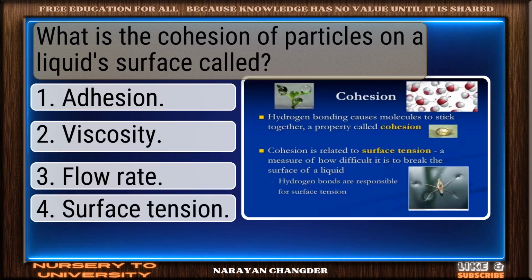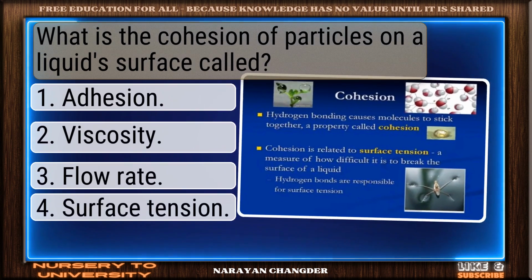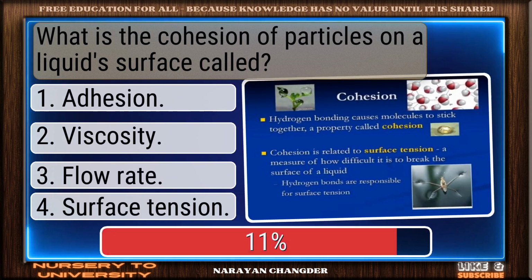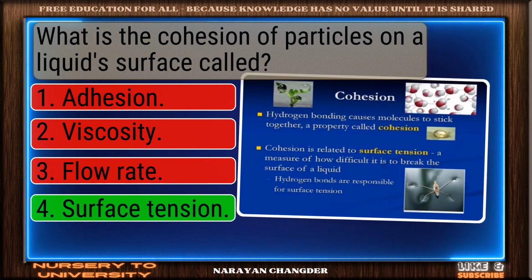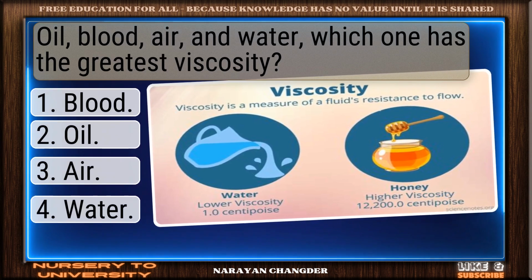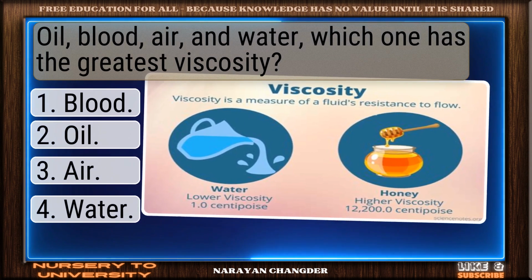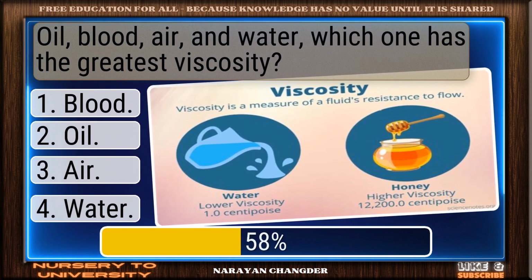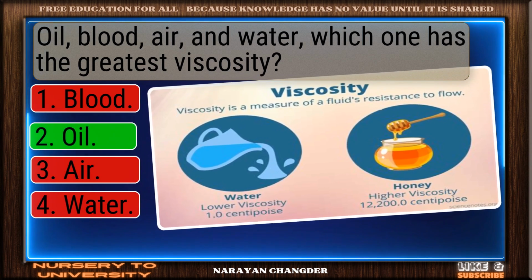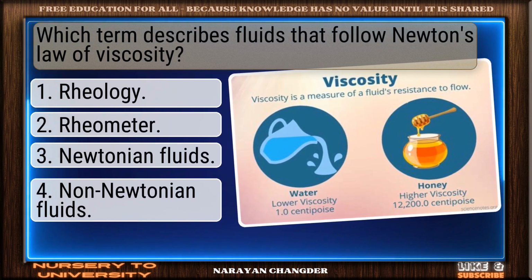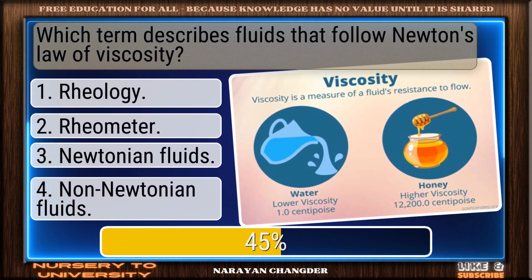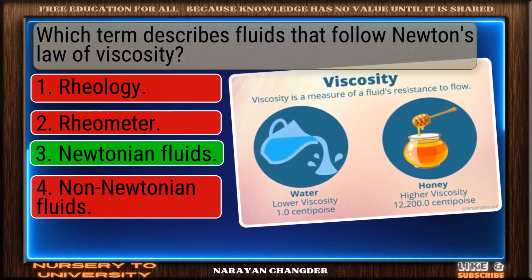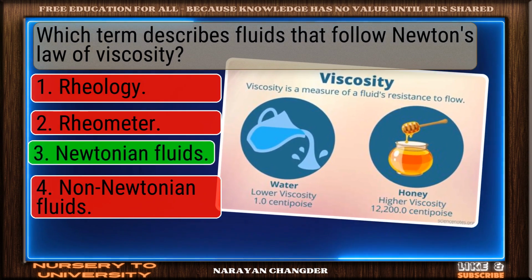Decreases is correct. What is the cohesion of particles on a liquid surface called? That's accurate. Surface tension. Oil, blood, air, and water, which one has the greatest viscosity? Well-supported. Oil. Which term describes fluids that follow Newton's law of viscosity? Confident and correct. Newtonian fluids.